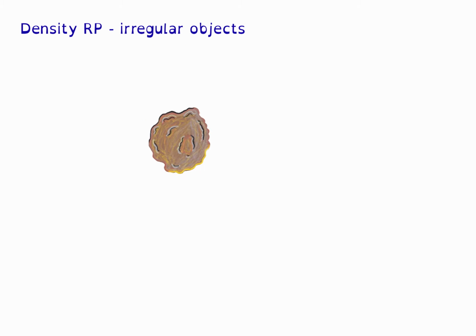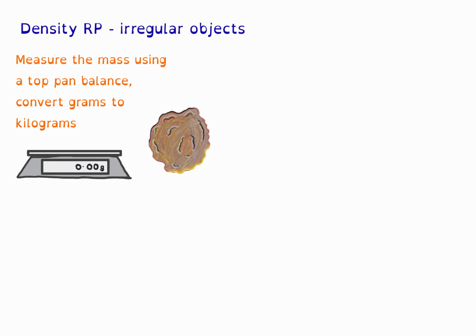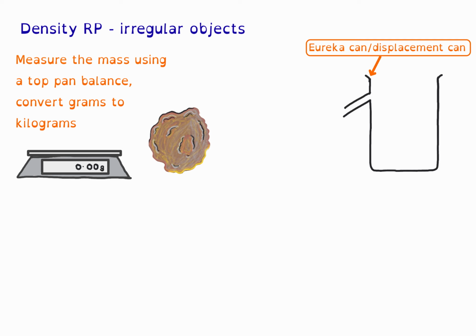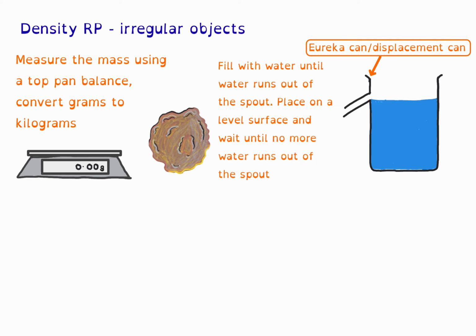Here we have an irregular object. To find the density of this object, first we measure the mass using a top pan balance and we convert grams into kilograms. Next we get a Eureka can, sometimes called a displacement can, and fill it with water until the water runs out of the spout. Place it onto a level surface and wait until no more water runs out of the spout.